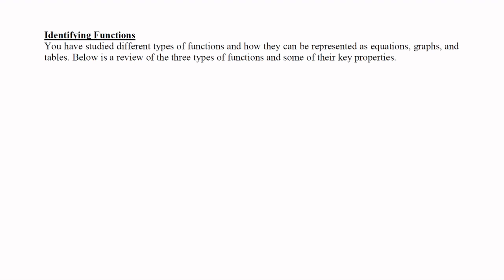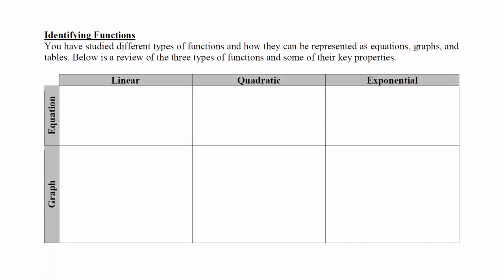You have studied different types of functions and how they can be represented as equations, graphs, and tables. Below is a review of the three types of functions and some of their key properties. So let's talk about equations and graphs. For a linear equation, you have y equals mx plus b. So for example, y equals 2x plus 1. Your 2 is your slope. Your 1 is your y-intercept. M is slope. B is y-intercept.